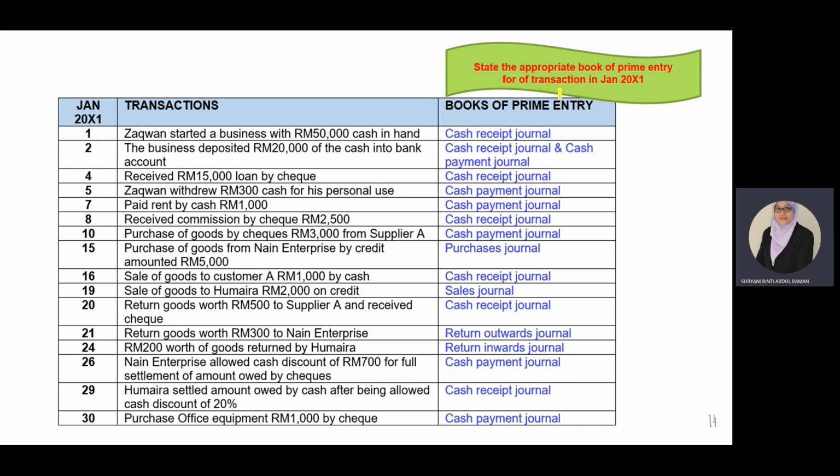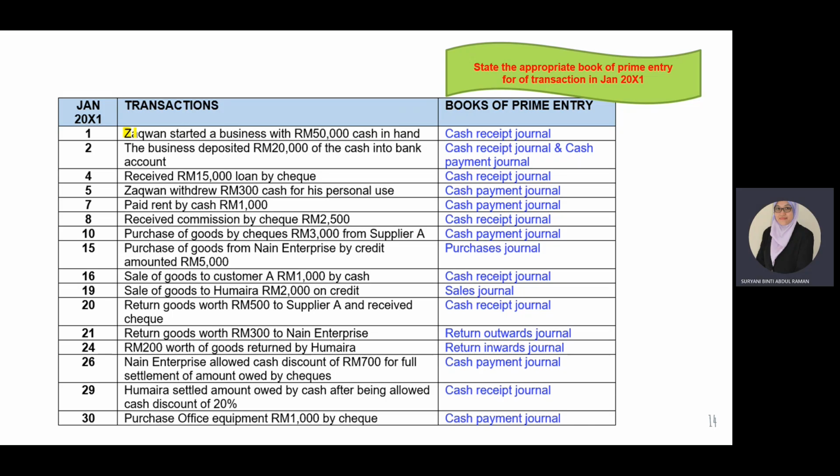General journal, and specialized journal. So in the specialized journal, we have another 6 types of special journal. Therefore, we need to identify it according to this transaction. Okay, let us start with the first one.